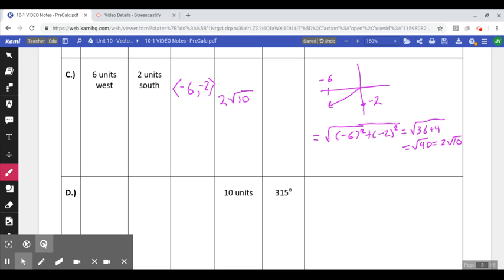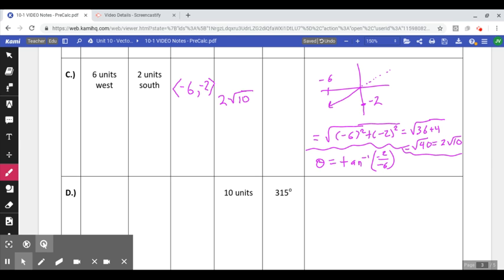For the direction, we're going to want to find the inverse tangent of the y value, which is -2 over -6. So be careful with this one though, folks. If you do type the inverse tangent in, -2 divided by -6, your calculator is going to give you 18 degrees, and that's clearly not correct. So 18 degrees is actually right here.